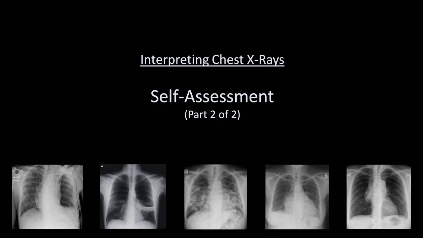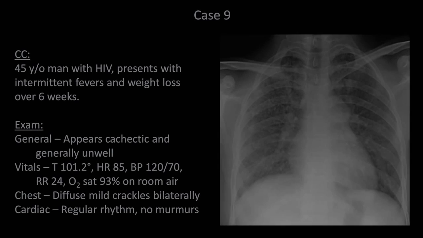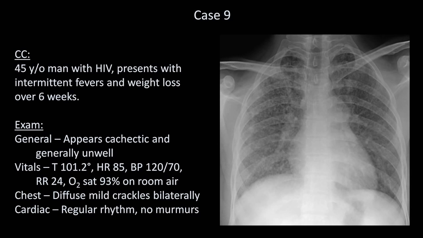This is part 2 of the last video in this series on interpreting chest x-rays, which is a self-assessment of the knowledge gained from the preceding 9 lessons. Case 9. A 45-year-old man with HIV presents with intermittent fevers and weight loss over 6 weeks.